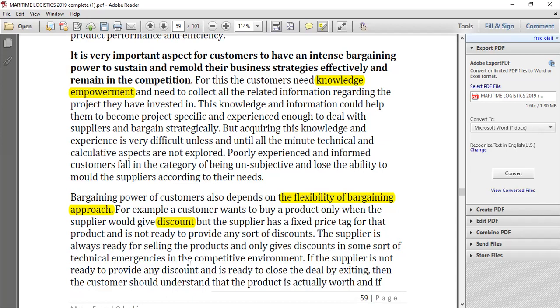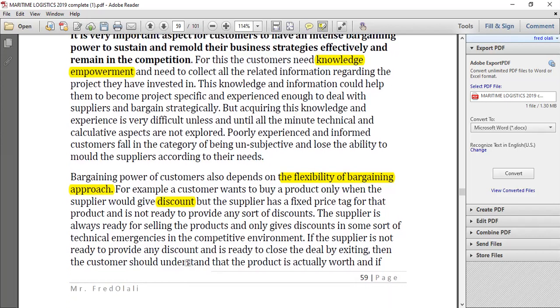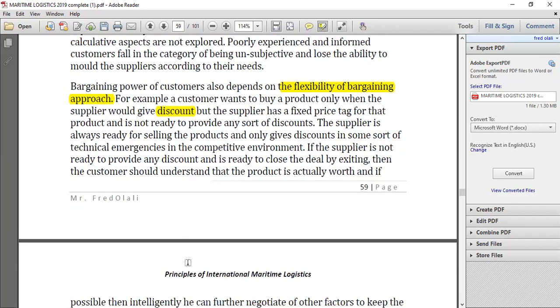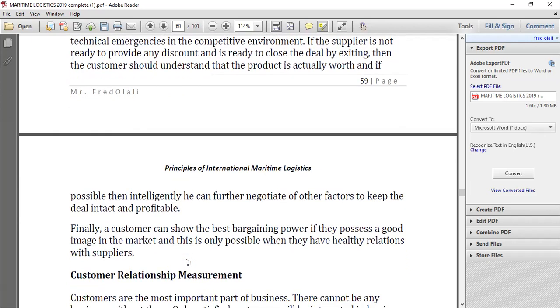So the supplier is always ready for selling the product and only gives discounts in some sort of technical emergencies in the competitive environment. So if the supplier is not ready to provide any discount and is ready to close the deal by exiting, then the customer should understand what the product is actually worth. And if possible, then intelligently it can further negotiate over other factors to keep the deal intact and profitable.